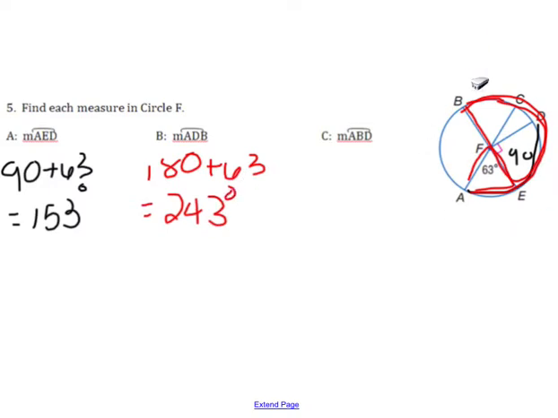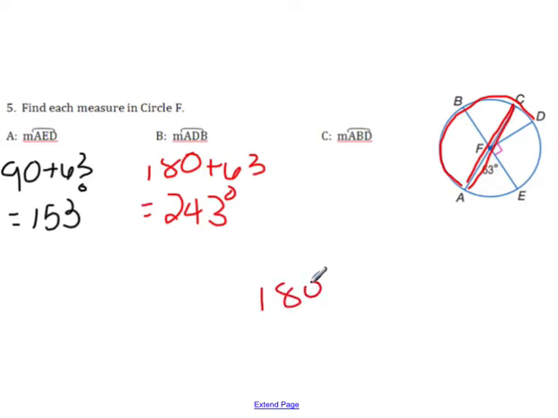All right, last but not least, let's take a look at the measure of ABD. This one gets a little tricky. First of all, I see that I have a semicircle there, so automatically I know I need to add 180 at some point. But I need to figure out what this little nugget is. And that's where it gets a little bit confusing. Well, this angle actually has to be congruent to this angle because they're vertical angles. So that one right there is also 63 degrees.